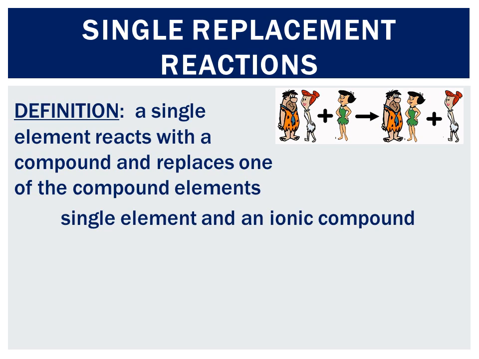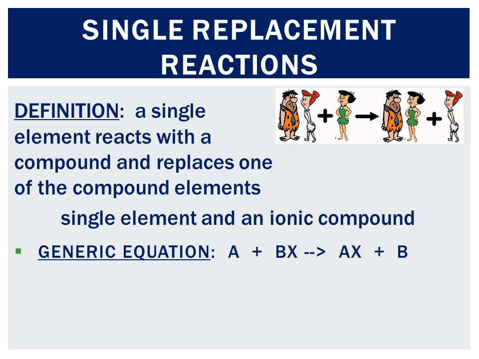The single element is usually coupled with an ionic compound. So if you're looking at the reactants and you see a single element and an ionic compound, you can easily identify that as a single replacement reaction. So the generic equation would be A plus BX yields AX plus B. So A replaces B to form AX, and then B is off by itself.